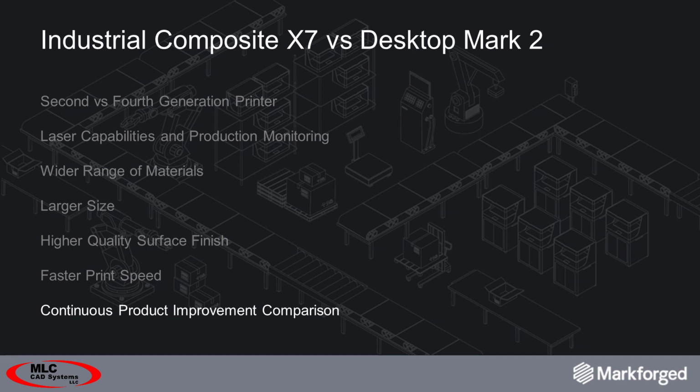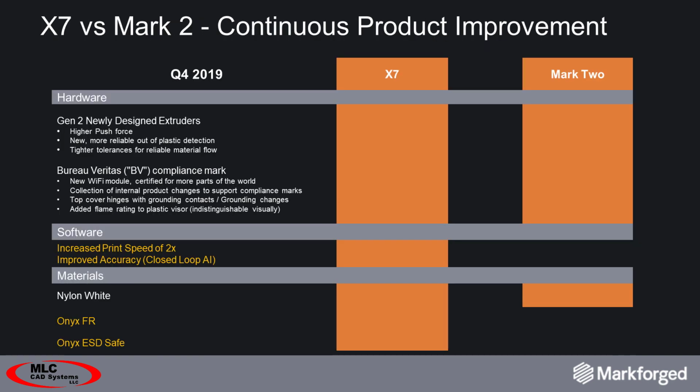Continuous product improvements. Both the industrial composite platform and the desktop platform have undergone significant hardware improvements over the last 12 months. From a software perspective, I think for the folks here on the webinar today, you're starting to see a theme of additional investment, innovation, and development is truly going in and being delivered via software and materials. And all of that development is being put into our X7 platform.